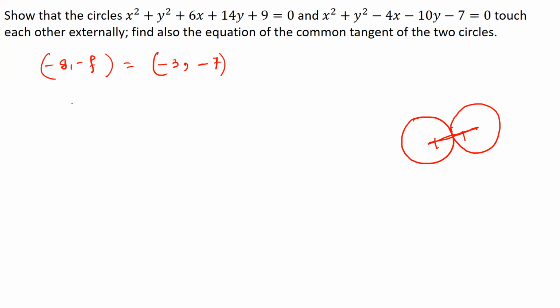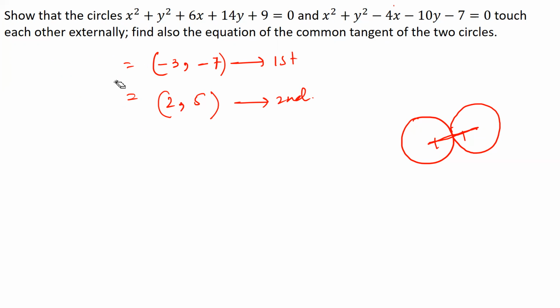And the center of the second circle in a similar way will be: divide by 2 and then change the sign, so 2, and similarly divide by 2 and change the sign, so 5. This is the center of the second circle. So this is the center of the first circle, this is the center of the second circle. Okay, and we need to also find out the radii of the two circles.